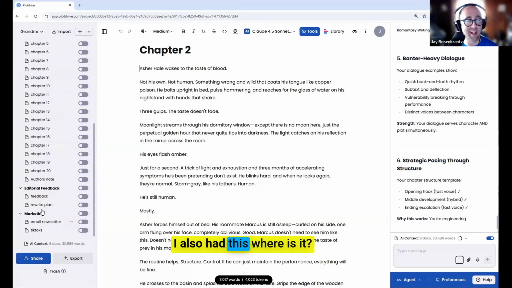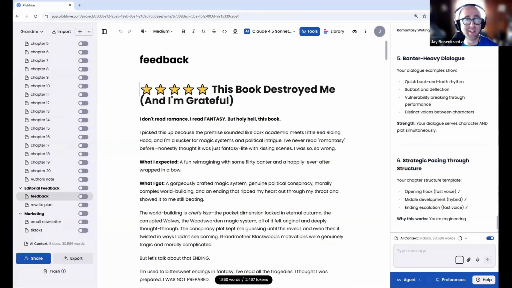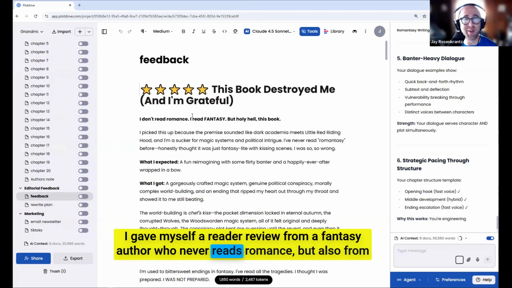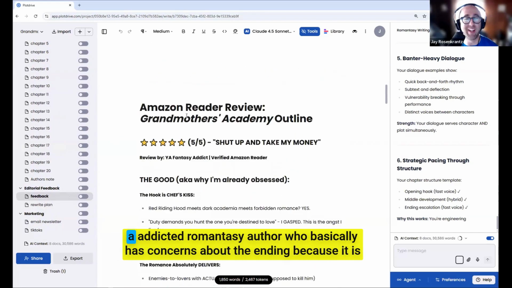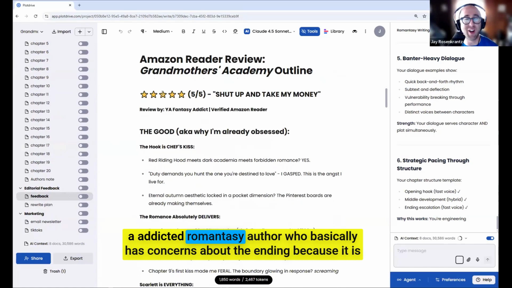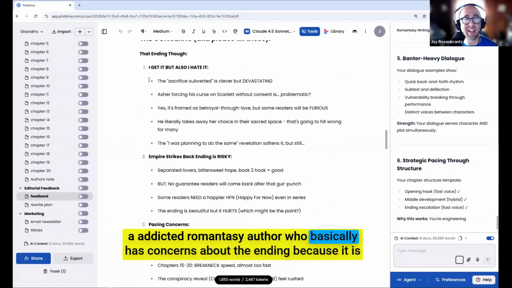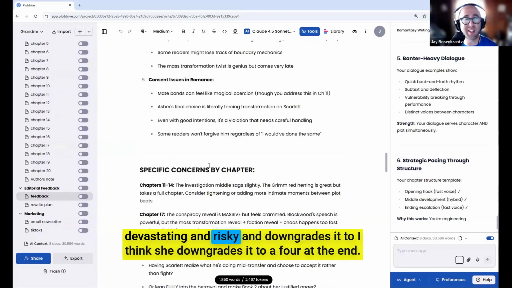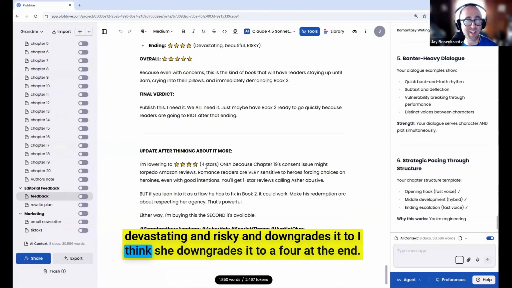I also had this, where is it? I gave myself a reader review from a fantasy author who never reads romance, but also from an addicted romantasy author who basically has concerns about the ending because it is devastating and risky, and I think she downgrades it to a 4 at the end.